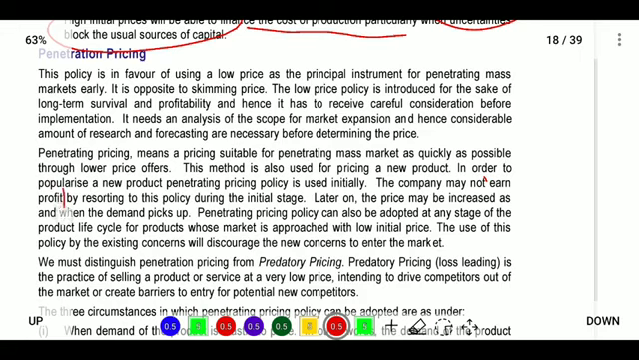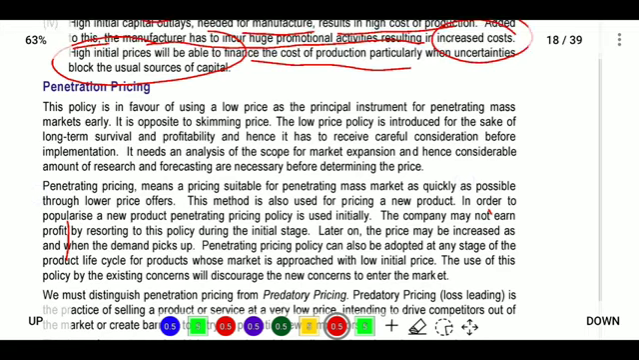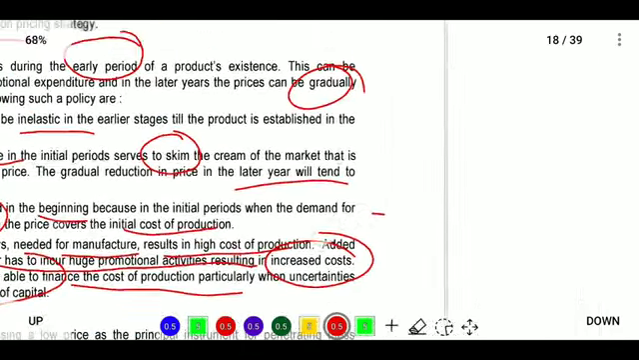What is this penetration strategy? Penetration strategy is pricing suitable for penetrating the mass market. In the skimming strategy, what we have here we will see.